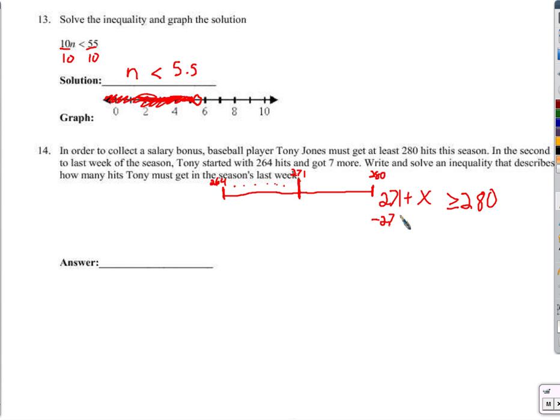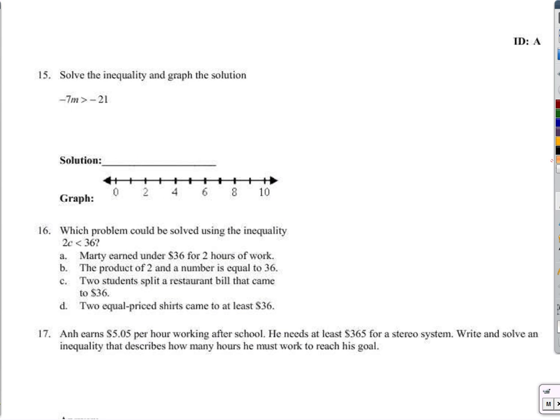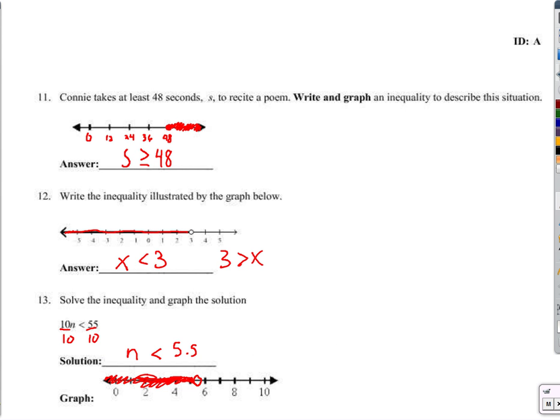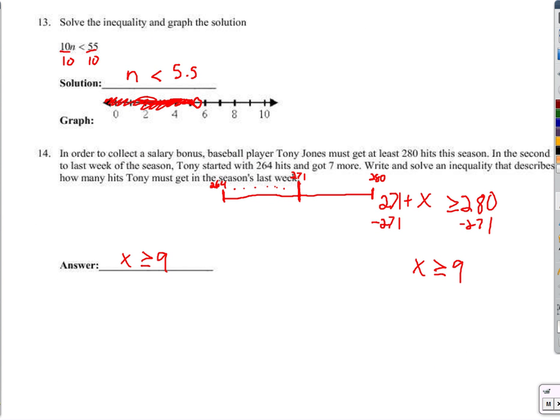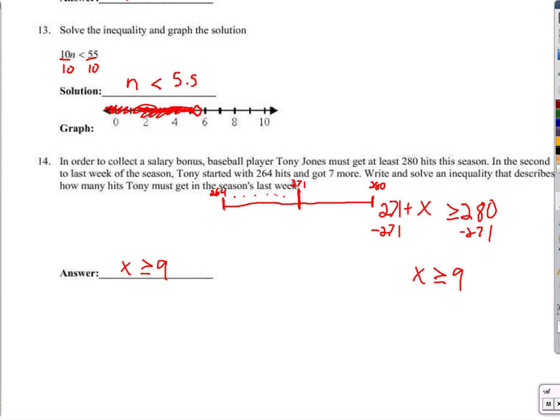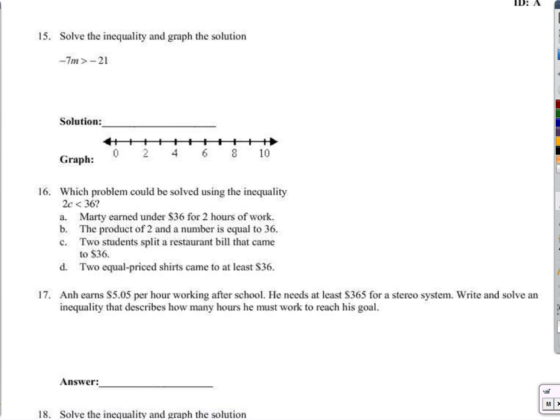To solve this inequality, we would subtract 271, and x would need to be greater than or equal to 9, at least 9. And that's what we would put here. That would be the solution: x is greater than or equal to 9. Am I supposed to use a specific letter there? No, x is fine. Sometimes it says use a specific letter.